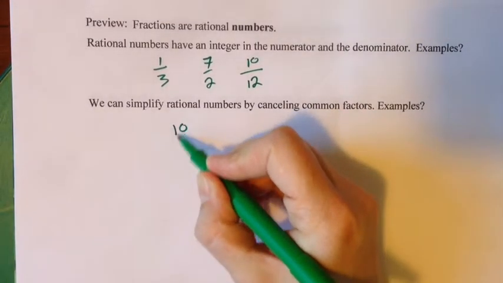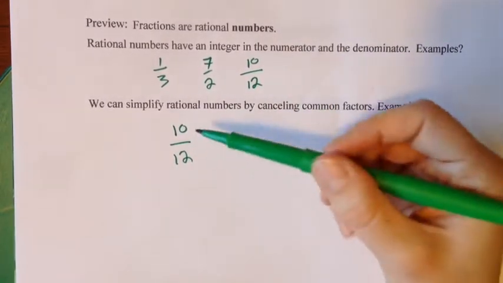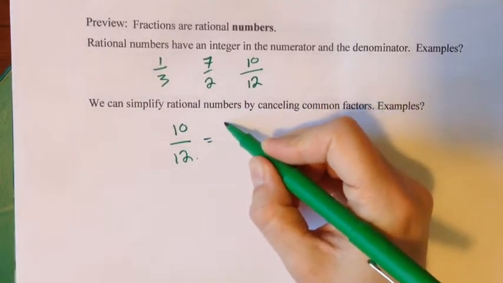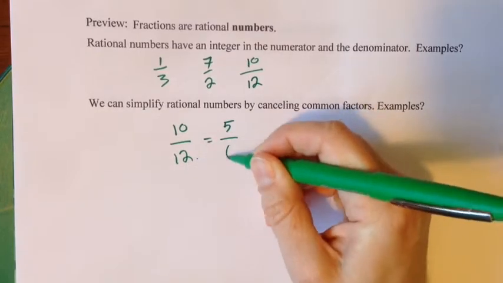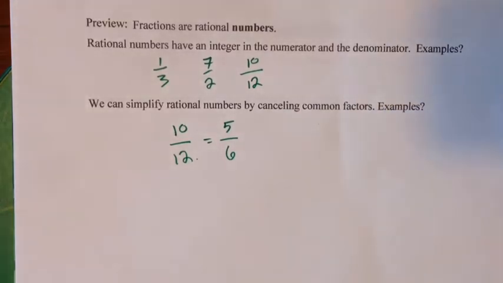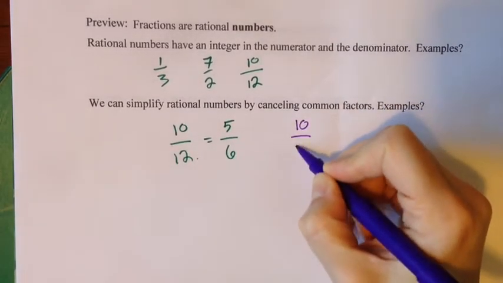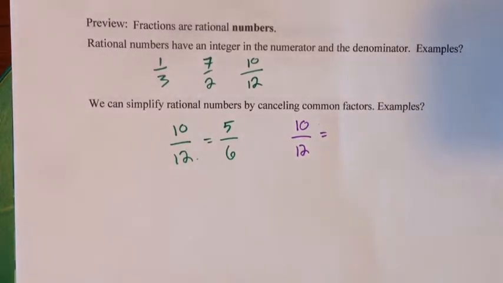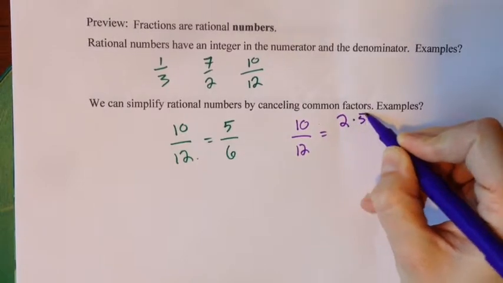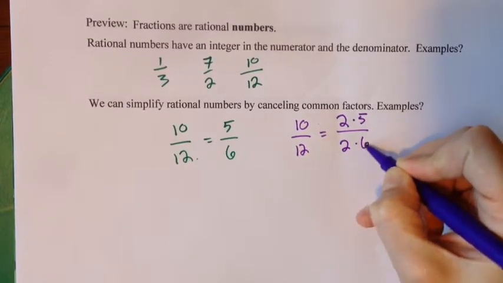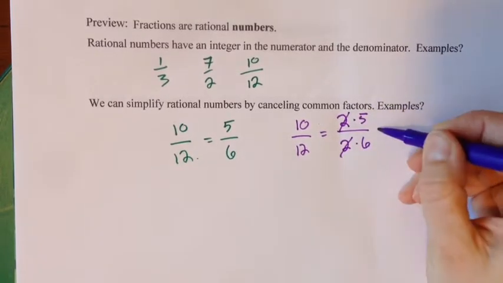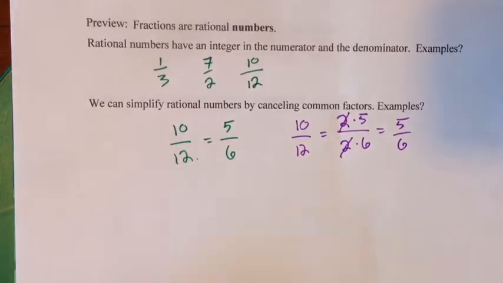For example, when I wrote down 10 over 12, you might have noticed that 10 and 12 each have a 2 in common. 10 divided by 2 is 5, and 12 divided by 2 is 6. This guy's now simplified because the 5 and the 6 don't have any factors in common. To look at that another way, we could have had our 10 over 12 and then rewritten each of these numbers as a product of 2 and something else. 10 is the same as 2 times 5, and 12 is the same as 2 times 6. Now I see that I have a 2 in the numerator and the denominator. I can cancel that out, and it leaves me with 5/6.